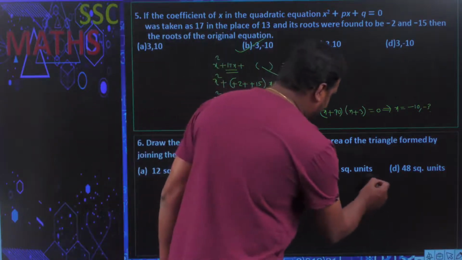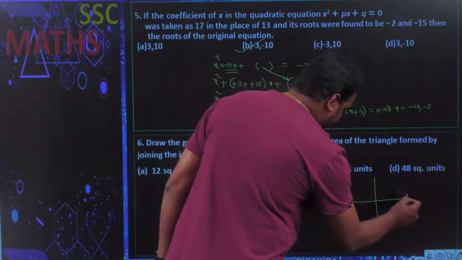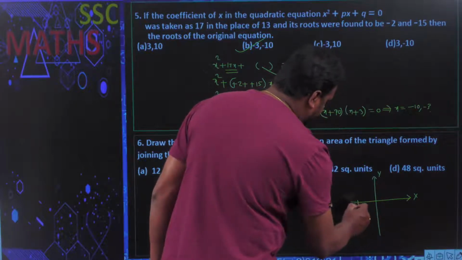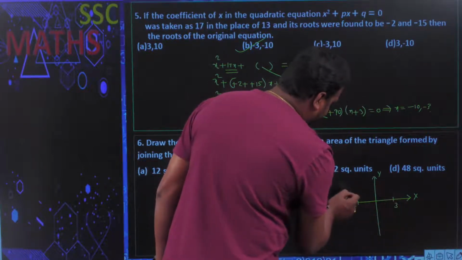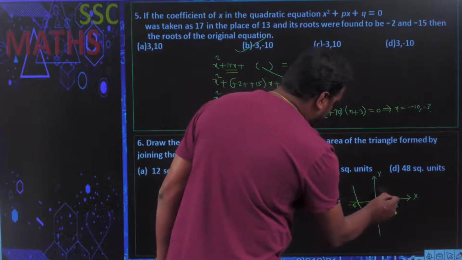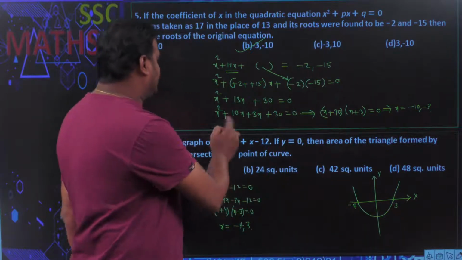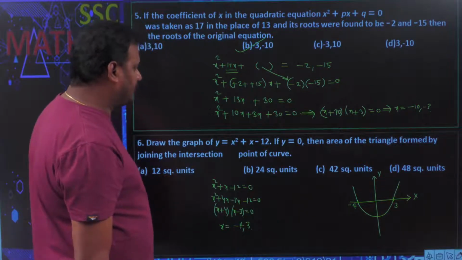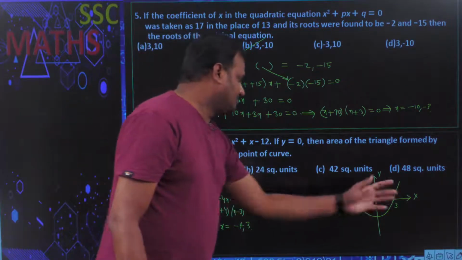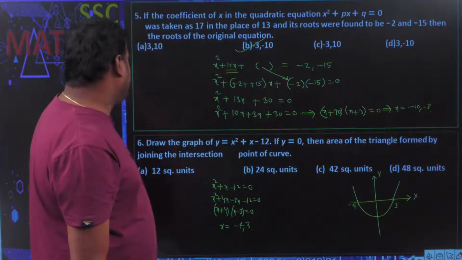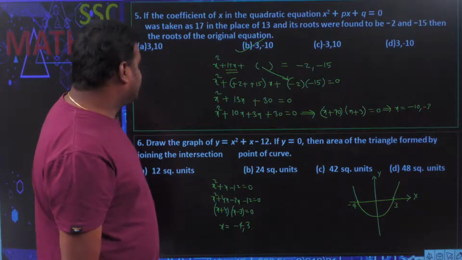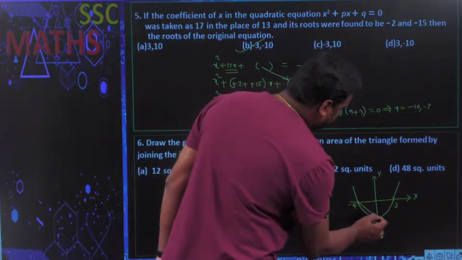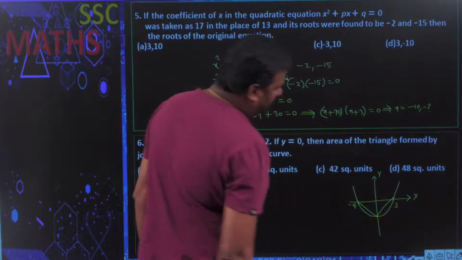So I would just draw the parabola here. This is the x-axis and this is the y-axis. So it is minus 4 and it is 3, for example. Then the parabola would be like this. Okay, that is the curve y is equal to x square plus x minus 12. If y is equal to 0, this is what the roots of the equation are. Then the area of the triangle formed by joining the intersection points of the curve. So this is the area of the triangle formed by the curve.